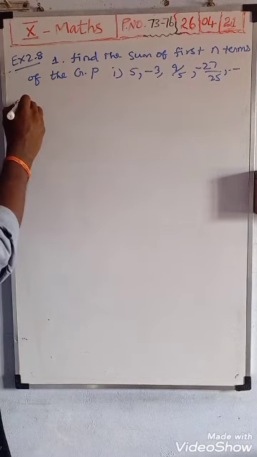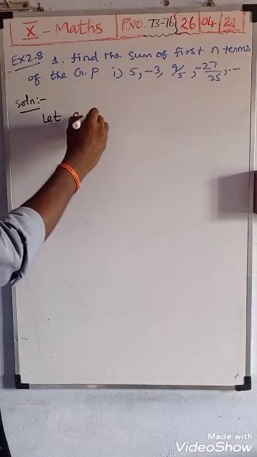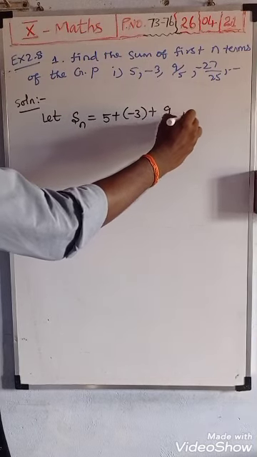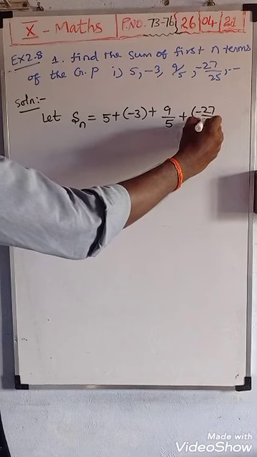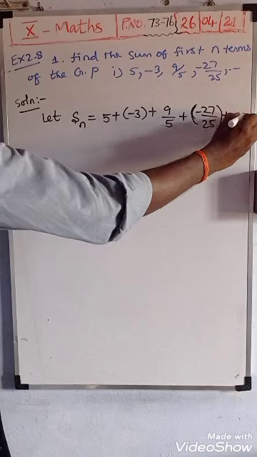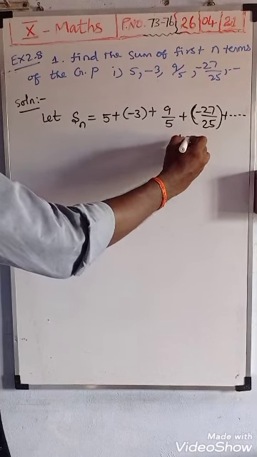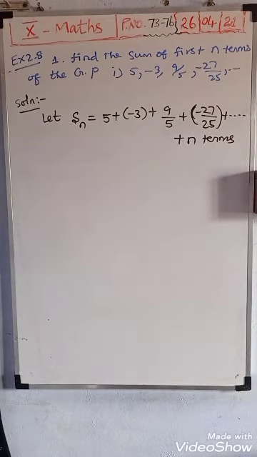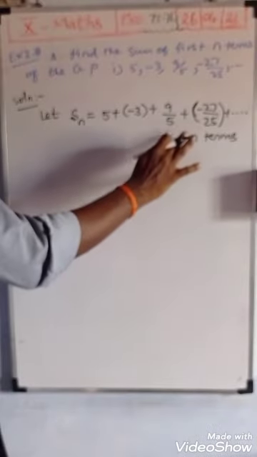So see the solution. First, let Sn is equal to 5 plus (minus 3) plus 9 by 5 plus (minus 27 by 25), where minus comes, you put brackets, plus up to etc. to n terms. Up to n terms we are adding.